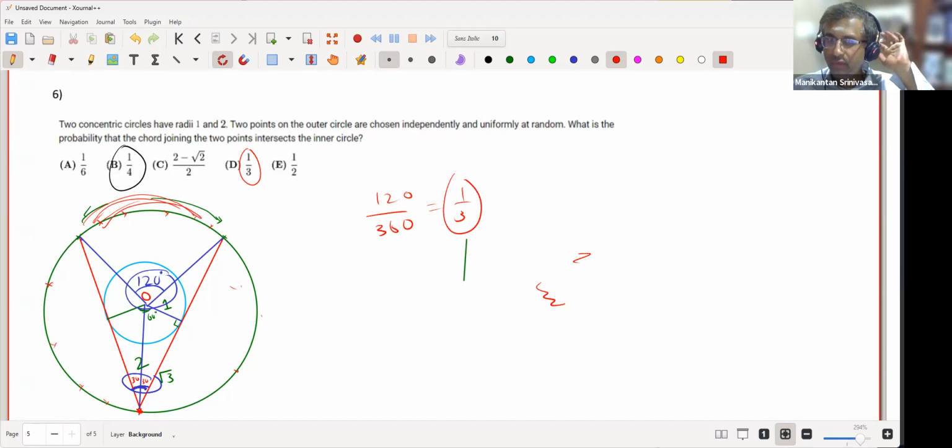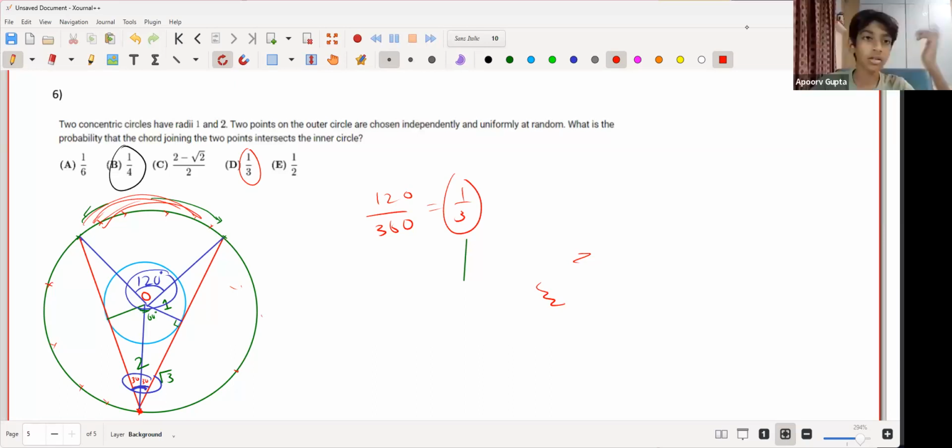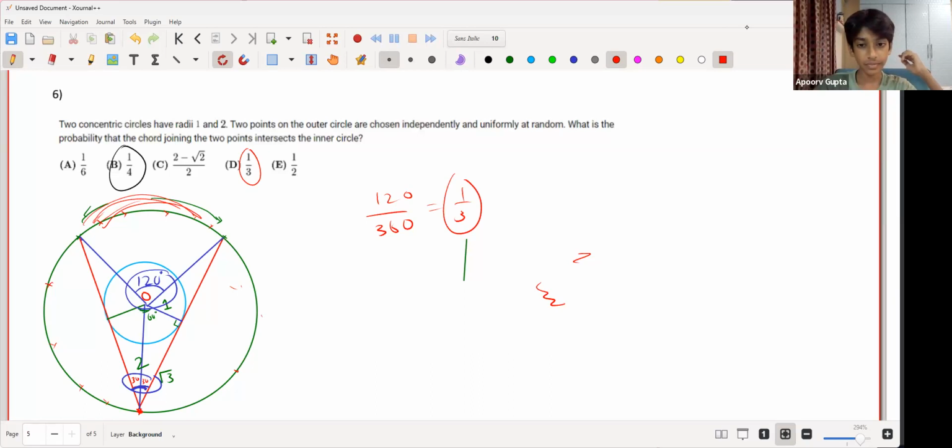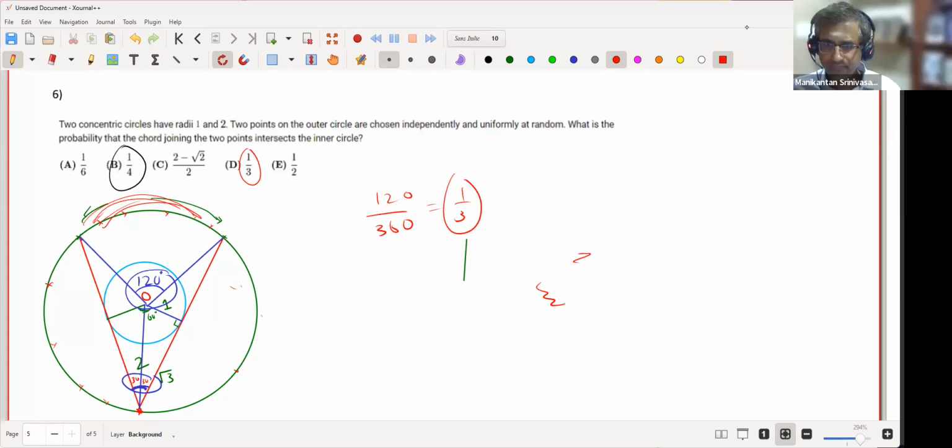Should I discuss the 1/4 if you guys have something to share and are not able to find the mistake? I think two people got 1/4, right? Do you want to share? I took the ratio of the areas, and then since that's 1:4, the probability also becomes 1:4. Does this make sense, Apurv? Rohan, makes sense, right?